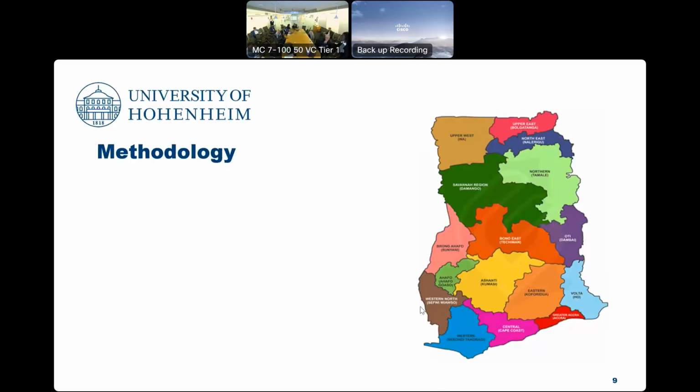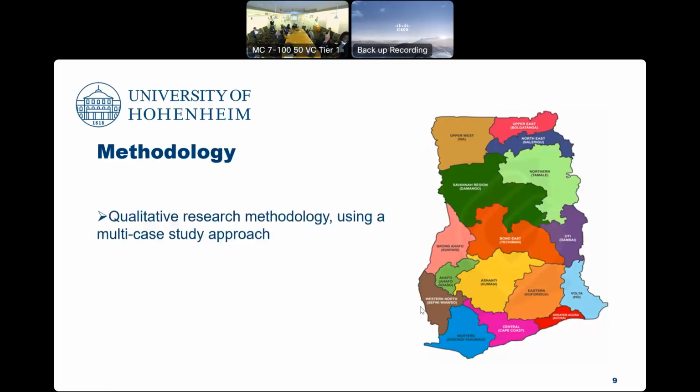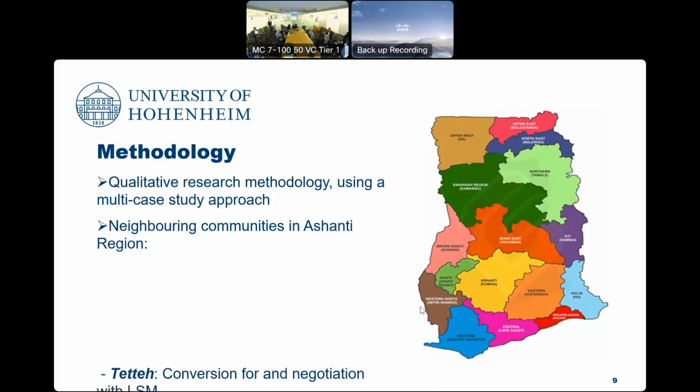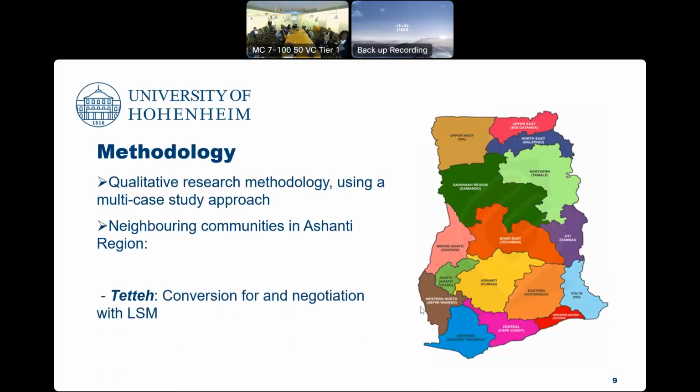So for methodology, we did a case study approach. It was a qualitative research methodology using case studies. We found two cases in the Ashanti region of Ghana. And it's interesting, these are neighboring communities. We gave them pseudonyms, Tete and Kwashi. They have distinct conversion scenarios. Community one, which is Tete, has conversion with the large scale mine. So this is a formal deal. And then the neighboring community, Kwashi, had conversion through negotiation with ASM operators.